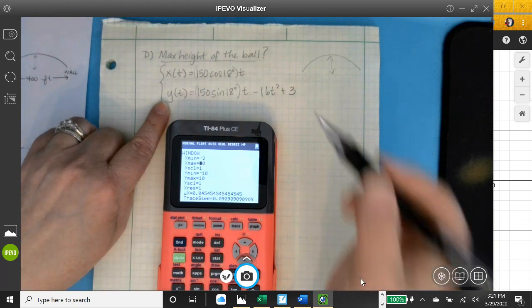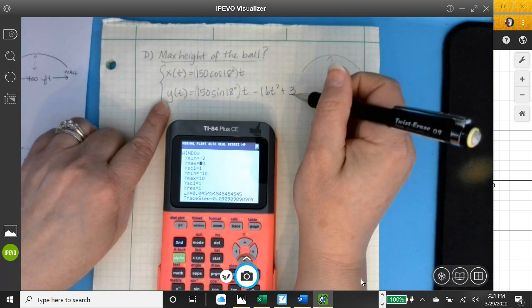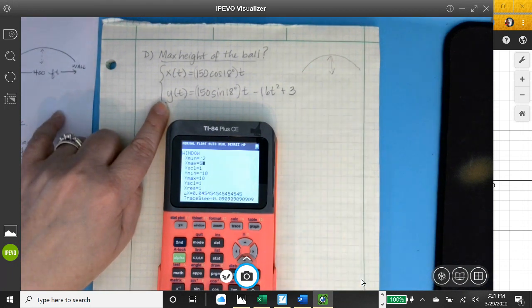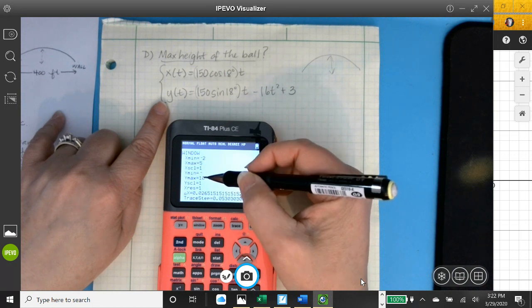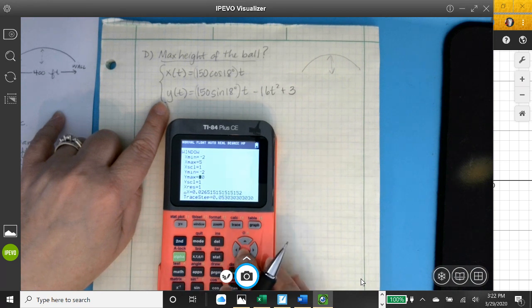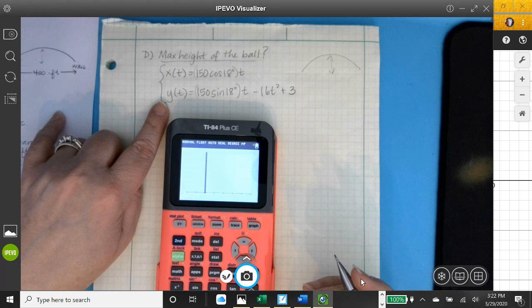Now, I'm 3 feet up. Oh, I know how long it's in the air, don't I? They said it was in the air for 2.8 seconds, right? So I can make the x max 5 maybe. Now remember, x is t, time, and y is now the height. So I'm going to make the mins -2 so I can see the x and y axes. And then I'm going to make the max height, I don't know, 100, just to see if we can see it. All right, let's see if we can see it on the graph here.